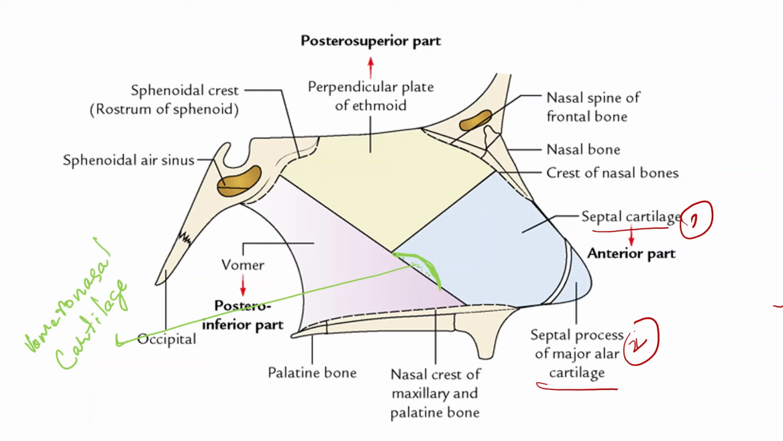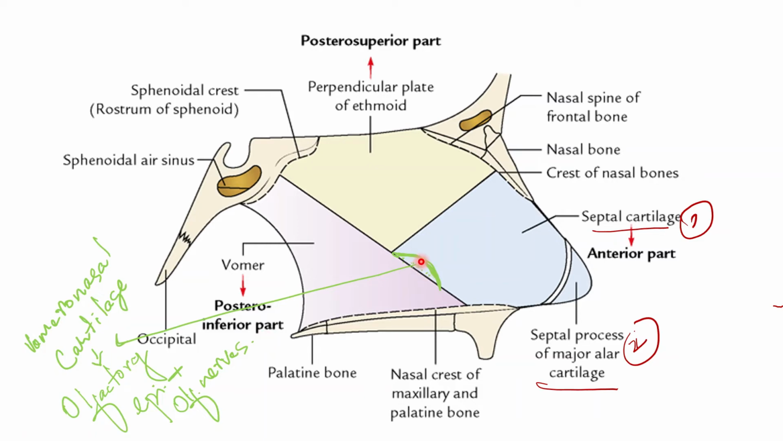This cartilage contains a mucosal pouch which is lined by the olfactory epithelium, and it also contains the olfactory nerves. So this is the importance of the vomeronasal cartilage. It contains the mucosal pouch lined by the olfactory epithelium, as well as the olfactory nerves.